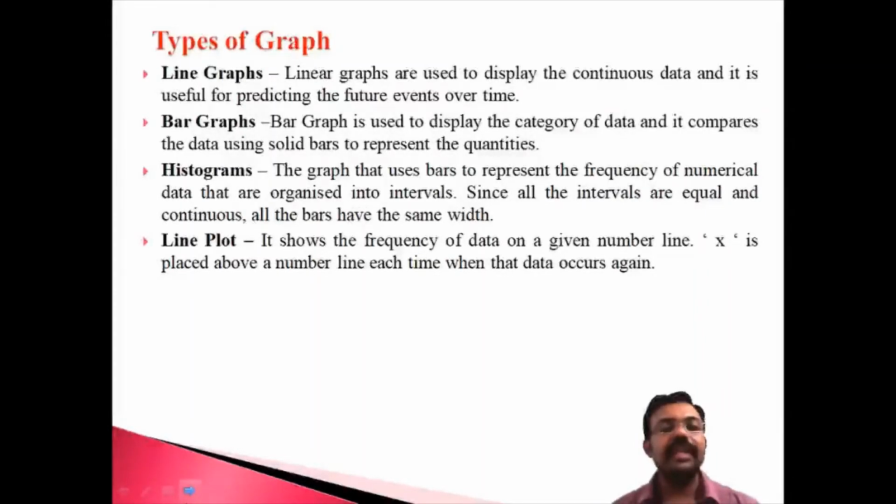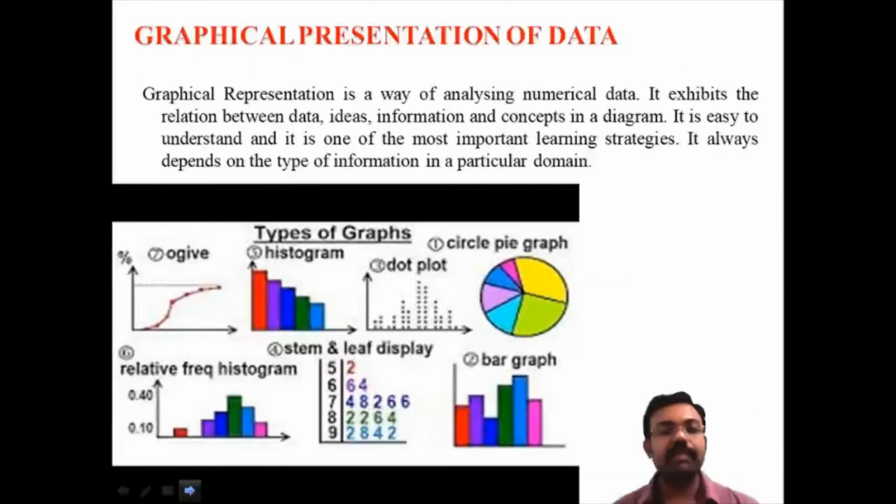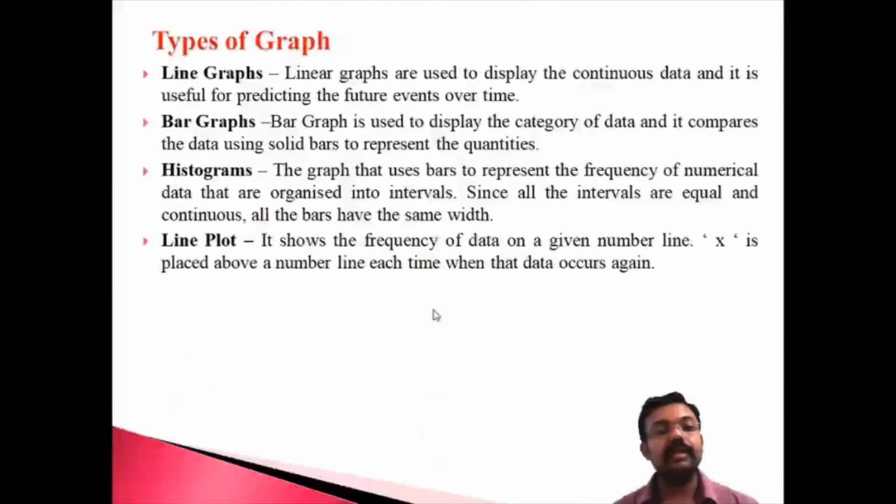And another one is the line plot. The line plot is another important element. There is also a dot plot. That is another important representation of the data. There's a line graph, a bar graph, a histogram, and a line plot. These are the different types of graphs used in graphical representation.